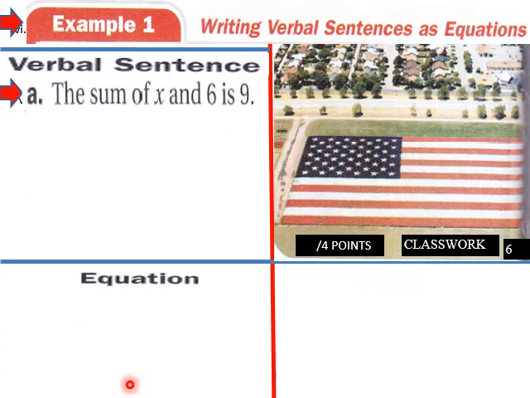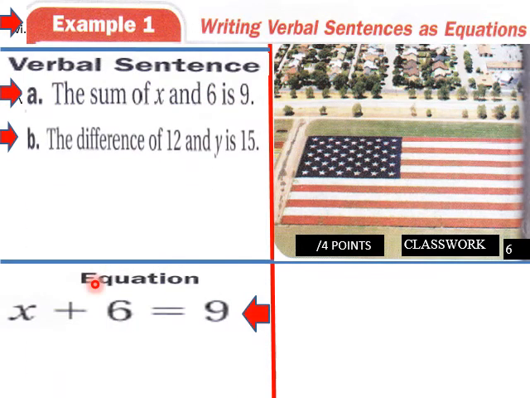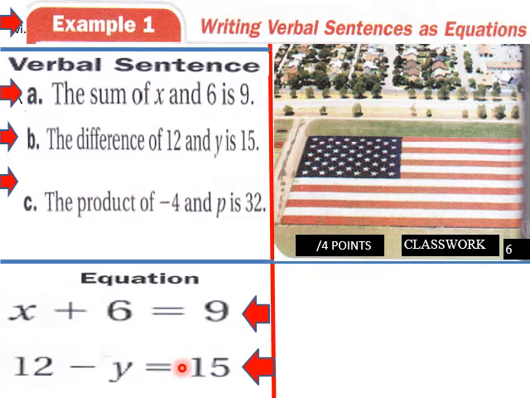Okay, example 1, writing verbal sentences as equations. Here's a verbal sentence here. How would you write that as an equation? x plus 6 equals 9. x and 6 is 9. x plus 6 is 9. And then the difference of 12 and y is 15. So this is what it would look like as the equation.